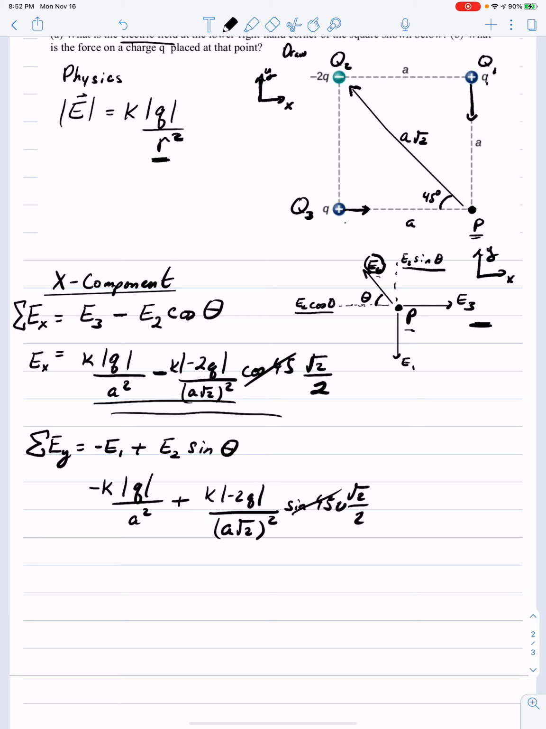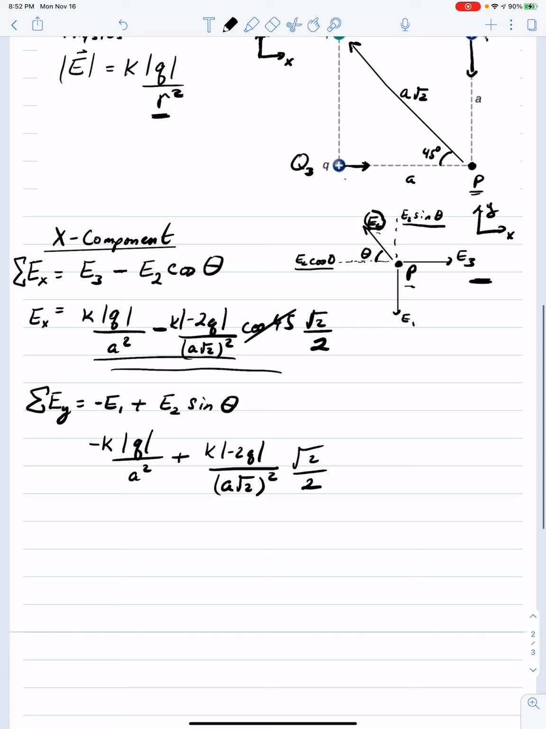I can just erase this and write the square root of 2 over 2, because sine of 45 is the square root of 2 over 2, and the cosine of 45 is also the square root of 2 over 2. And I can solve now for the sum of all electric fields in the y direction.